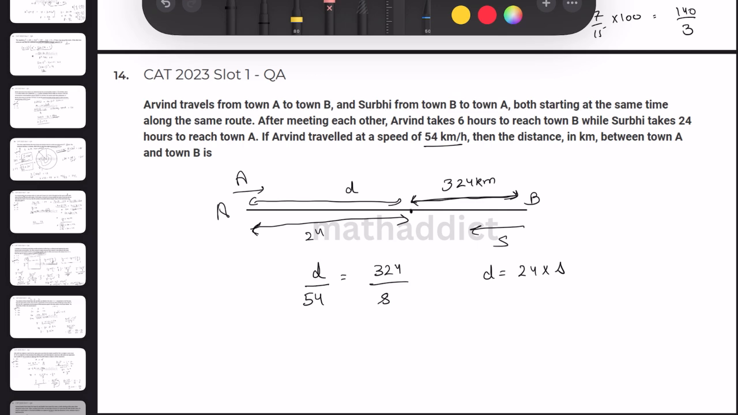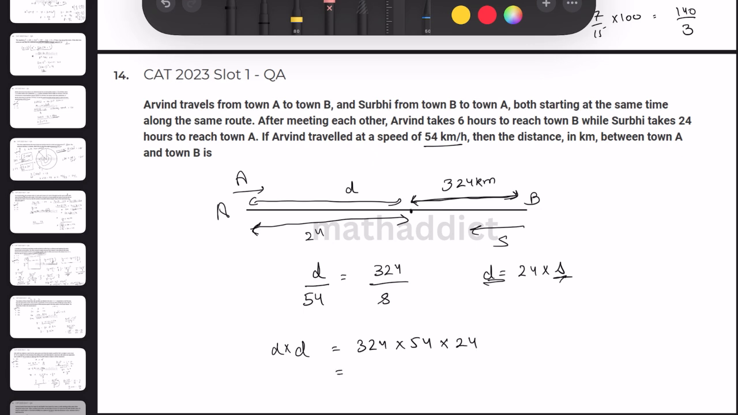So substituting, we need to find the distance. Let's substitute S in terms of D here. So we have S times D equals 324 times 54, and S is D by 24. So D into D upon 24, that gives us D square equals 324 into 54 into 24.